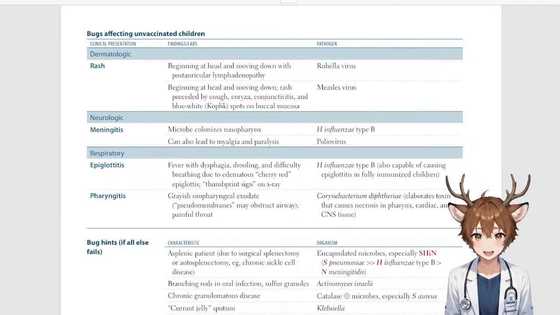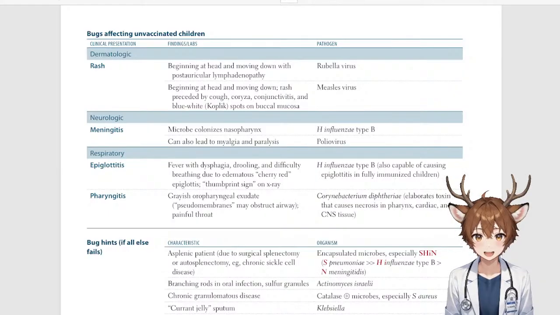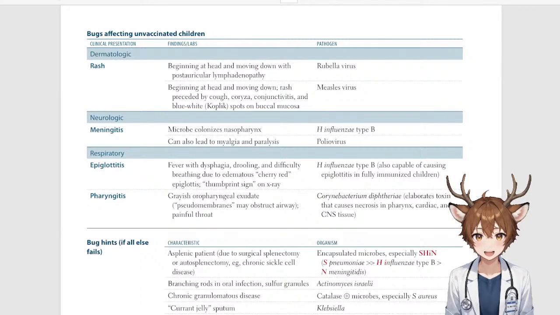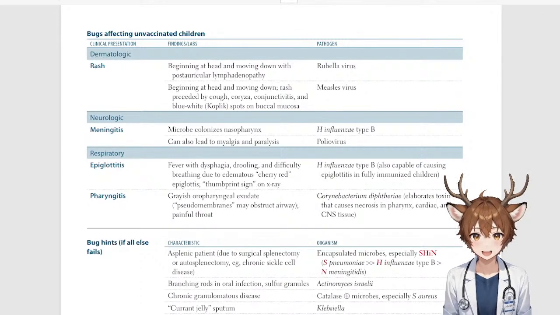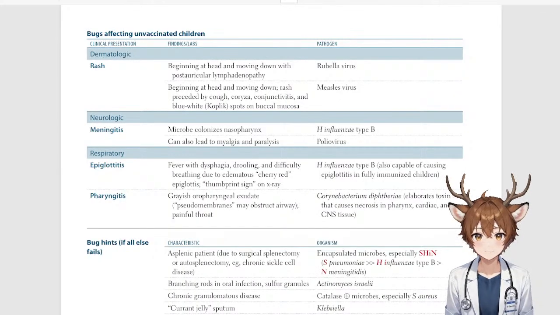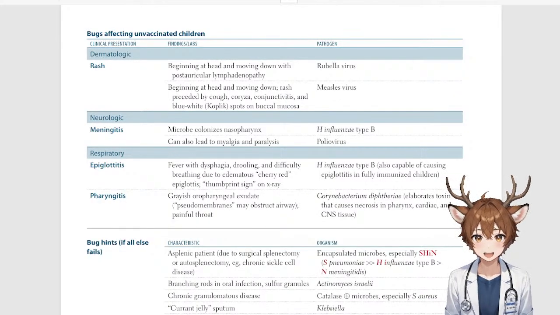What about respiratory issues? Let's say I have epiglottitis. Fever with dysphagia, difficulty eating, pain with eating, drooling, inspiratory stridor, difficulty breathing due to edema. What do we think? H. influenzae type B, also capable of causing epiglottitis in fully immunized children. Well, that's an important detail. Yeah, so apparently it can cause epiglottitis in fully immunized children.